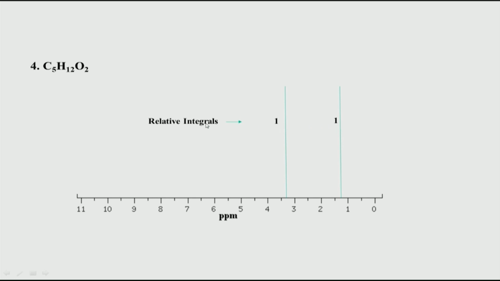So, remember, that is why it is very important, the word written here is relative integrals. Relative integrals means it is relative to each other, they are equal. It does not tell you the number of hydrogens. So, that is the biggest drawback, I would say, in NMR, that it always gives values relative to each other.